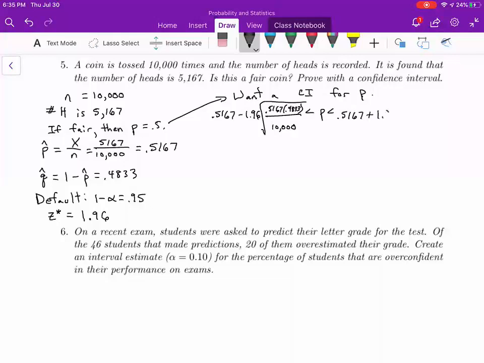But what do you do about the negative z? Oh, it doesn't matter about the negative sign because you're going to add and subtract anyway. So when you plug into the formula, one of those values will be larger and one will be smaller. Just make sure that when you write your interval, you have the smaller value on the left and the bigger value on the right.